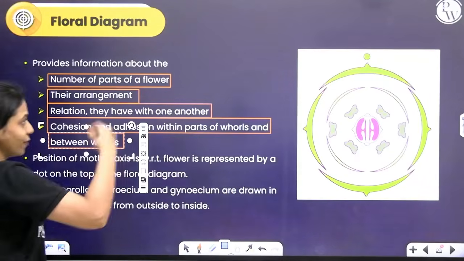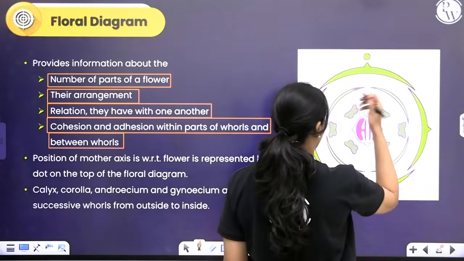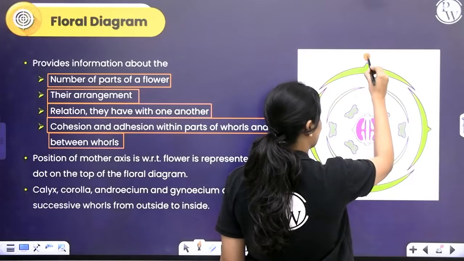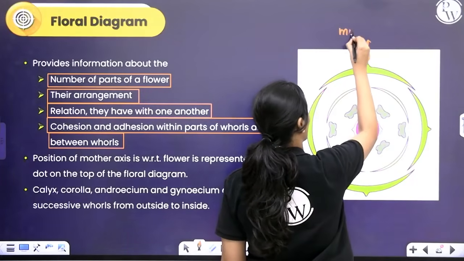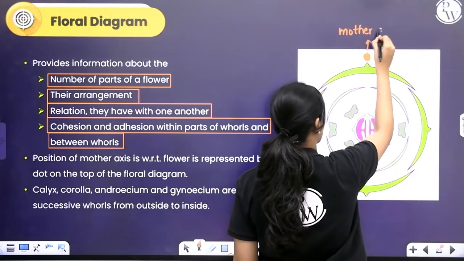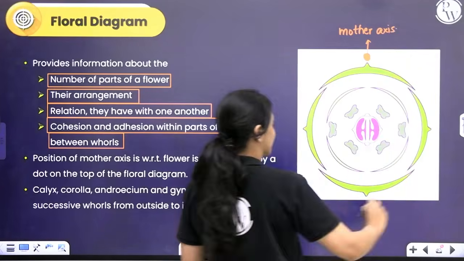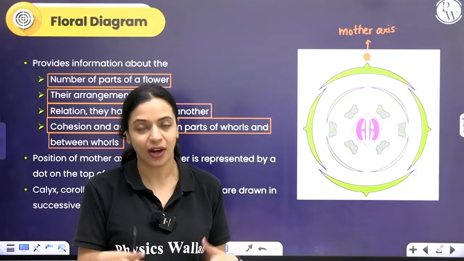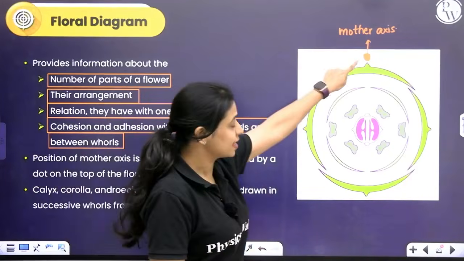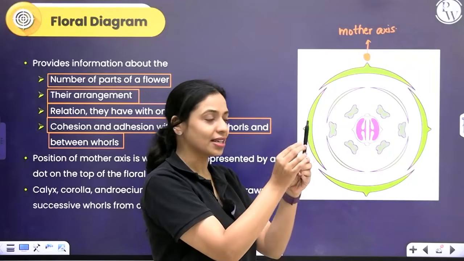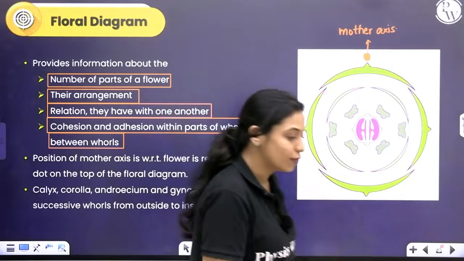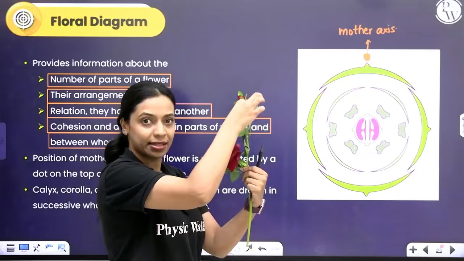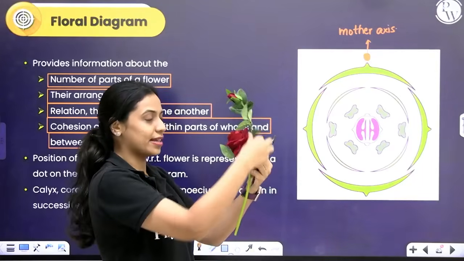Now, if you look at a floral diagram, in every floral diagram, just like one big bindi, you have one dot here. This basically represents the mother axis. Now, what does the mother axis mean? This is kind of like a cross section of the flower, giving us details about how the different whorls are arranged. This mother axis represents the axis from which the flower is born. For example, if you take this flower here, this is the floral axis because this flower is arising from here.